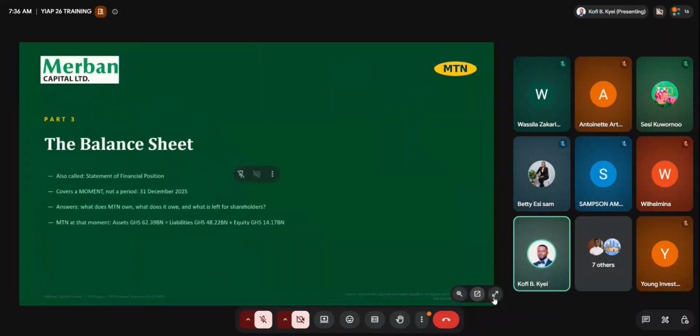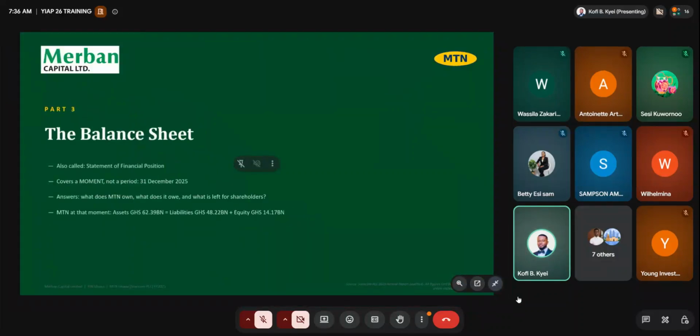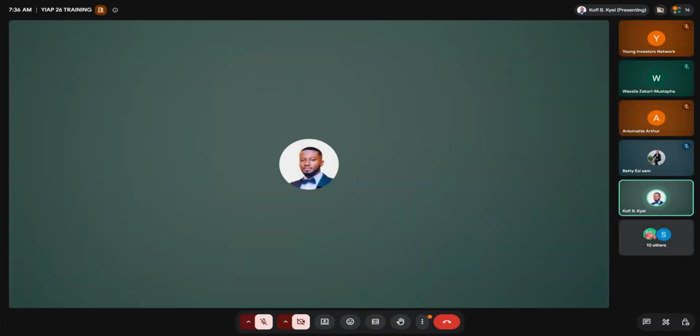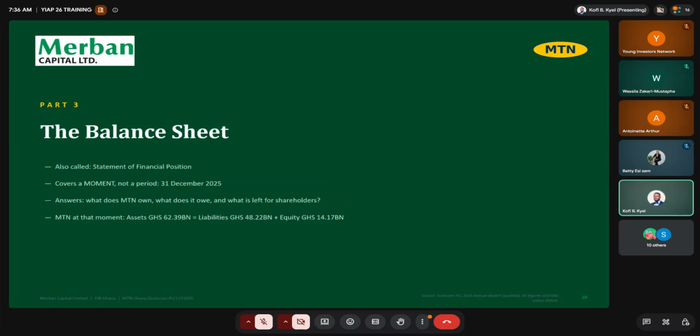This is a different kind of slide, but it's still within the same space. The balance sheet is also called the statement of financial position. So when you see balance sheet, it's the same thing. It covers a moment, not a period. It's a snapshot of the financial health of the business, and it answers the question: what does the company own and what does it owe?